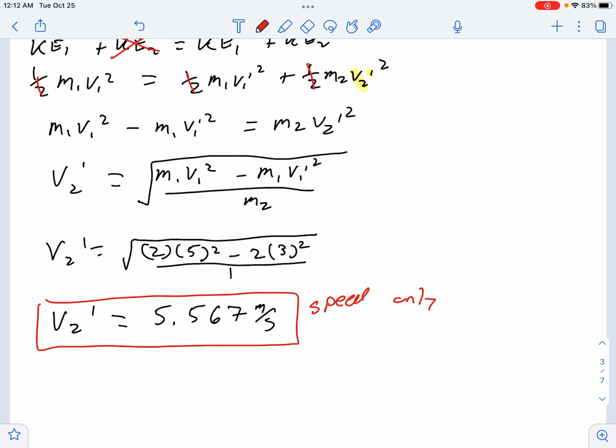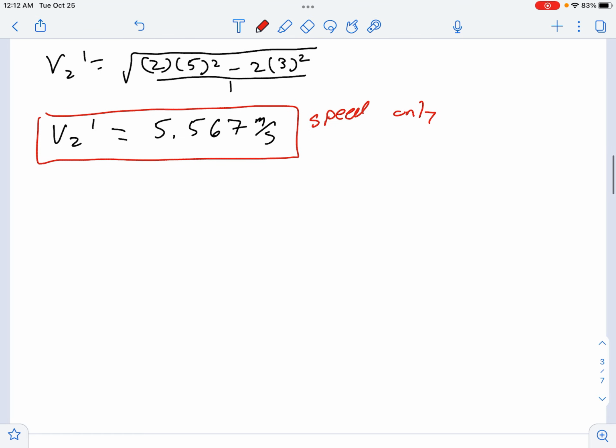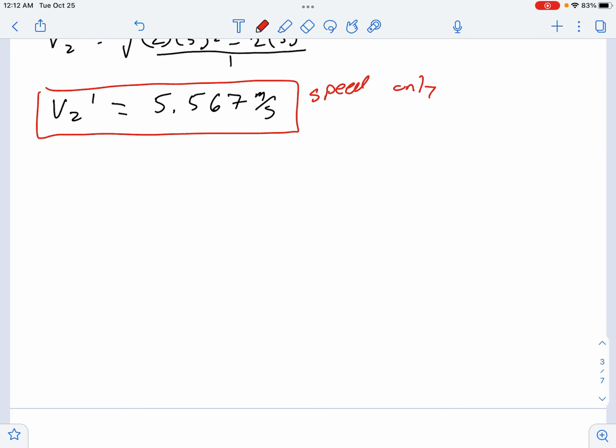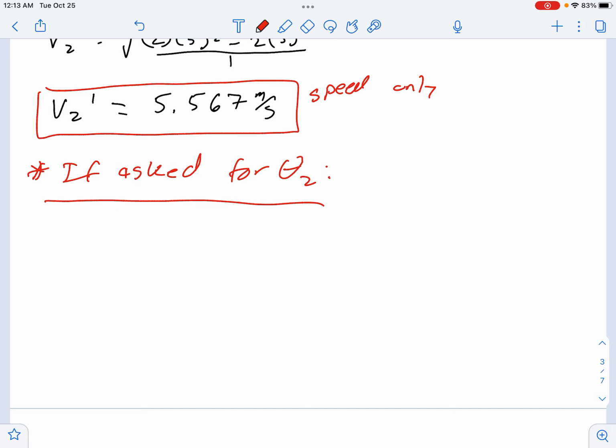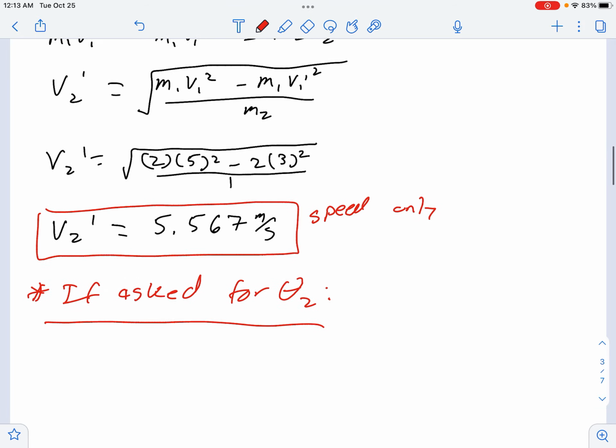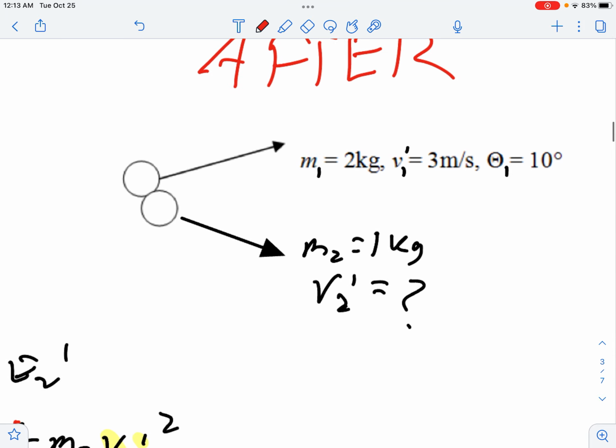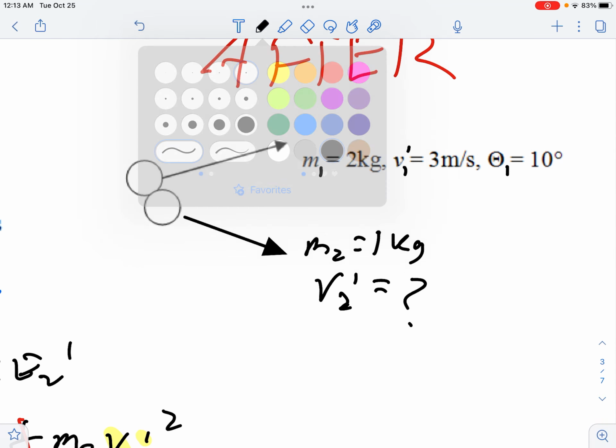It doesn't tell me anything about the direction. Energy is a scalar. If all I'm asked for is the speed, then great, I'm done with the problem. If I'm asked for the angle, or the total velocity, so we need the speed and direction, we can do this, but energy is not going to work. So what we're going to do instead is apply conservation of momentum.